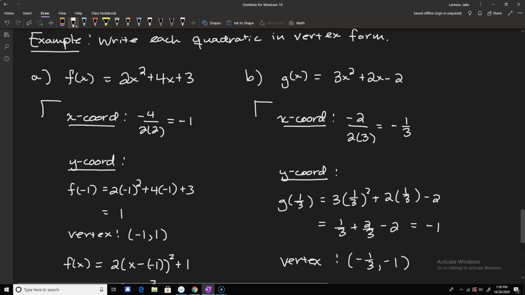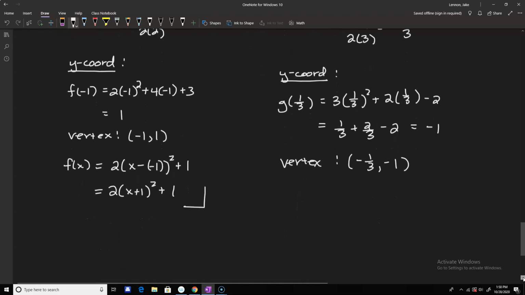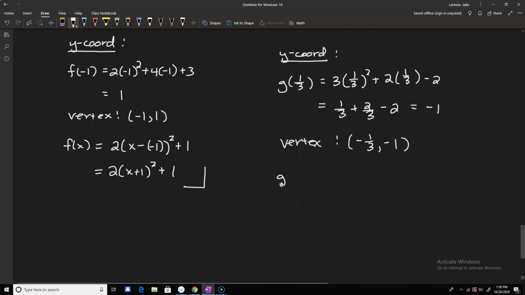So we can go through the same bit that we had for the previous problem, and we know that g of x here is going to be now a 3 in front times x minus negative 1/3 squared minus 1. So we have our vertex form of 3 times x plus 1/3 squared minus 1, and that is the vertex form for that problem. So that's pretty much it for understanding graphs of quadratic functions.